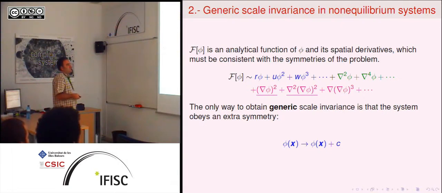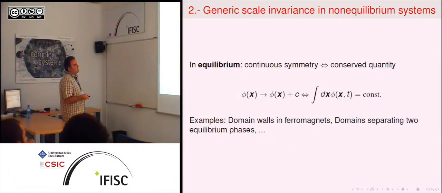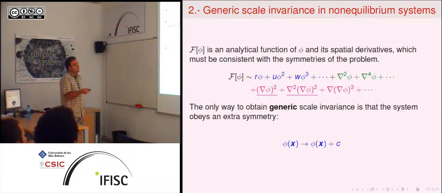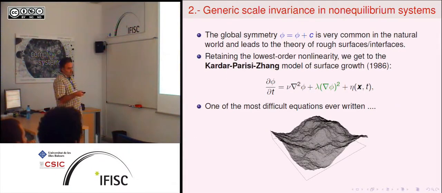If we require this symmetry to be valid, then many of these terms, for instance, all these terms, are not allowed in our description. And at the lowest order, we get to this equation, which is just simply, let me show you. If we apply this symmetry and require the system to be invariant under it, all these terms are cancelled. Many of these nonlinear terms are also cancelled, and at the lowest order, we arrive at this equation. This is the Kardar-Parisi-Zhang equation that describes many systems, but actually was initially proposed to describe nonlinear surface growth. The essential term is this nonlinearity, which makes the problem non-Hamiltonian.